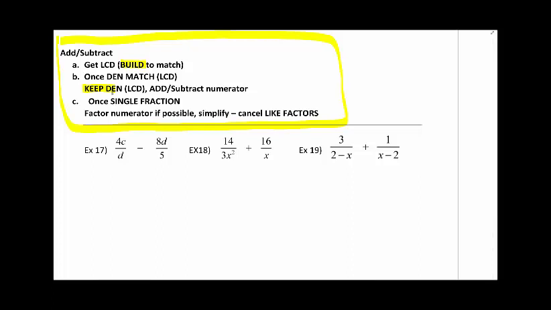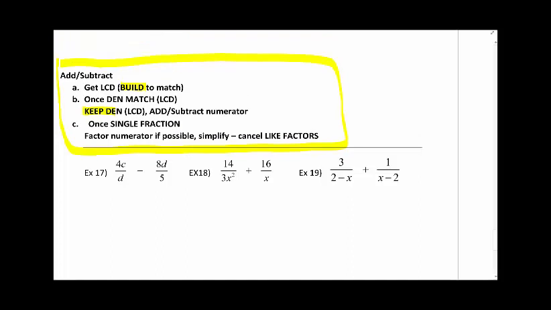Once it's a single fraction, that is the only time we're going to factor the numerator and see if something cancels. Biggest mistake on these is y'all start the problems correctly, in the middle you start undoing it. Do not cancel numerator and denominator until it's a single fraction. It has to be multiplication, remember, to cancel.